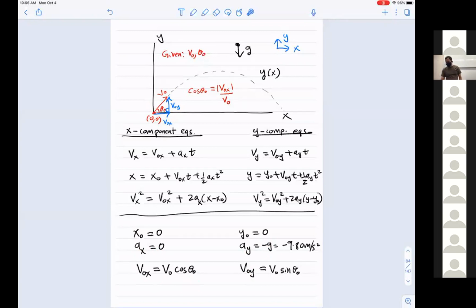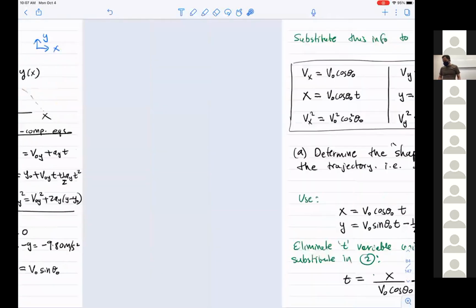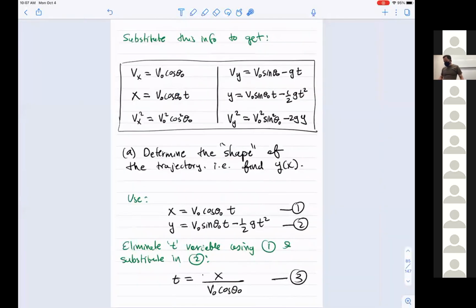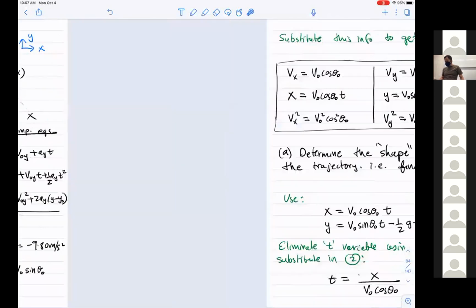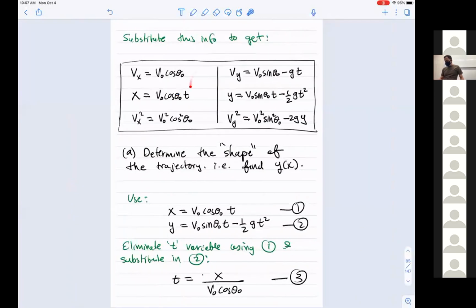And I put my origin in this particular problem. I made a choice, put the origin right there at the launch point so that my x naught and y naught are both 0. Any questions on that? So once I plug in this information into these general equations for the x and the y directions, they can be reduced to this, I guess, slightly nicer looking set of equations.